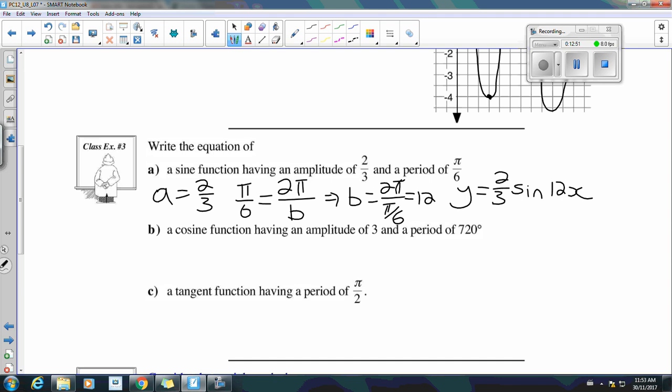Now this is not unique. We could also have negative values. So you could use -2/3 or -12 or any combination. There's really 4 possible equations here.